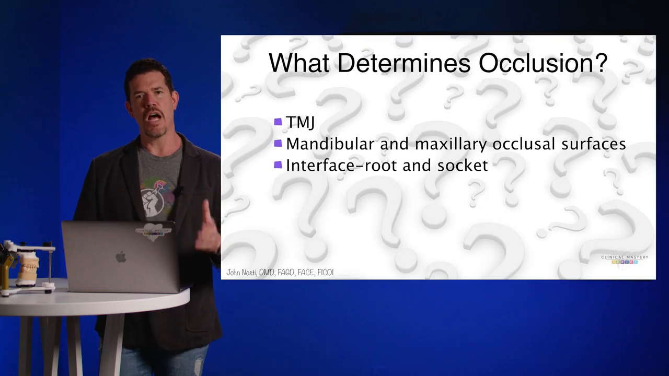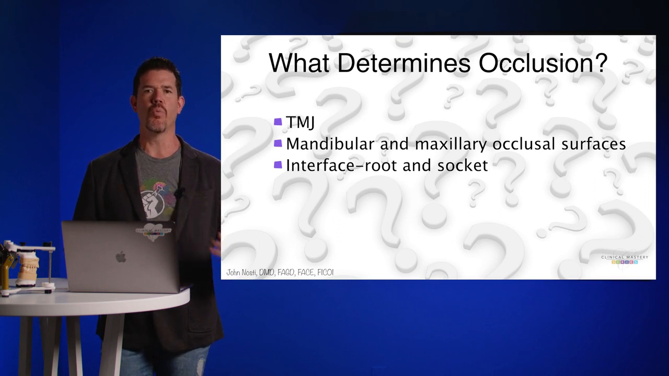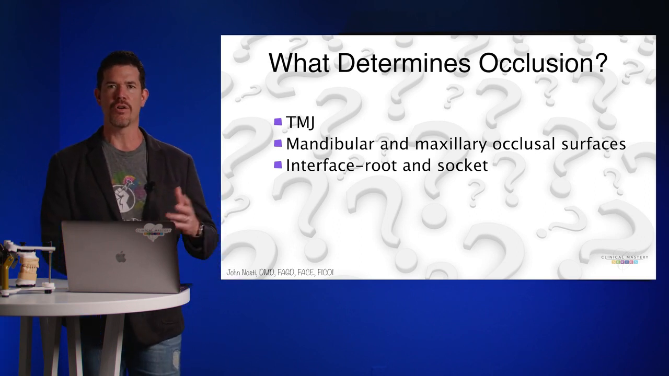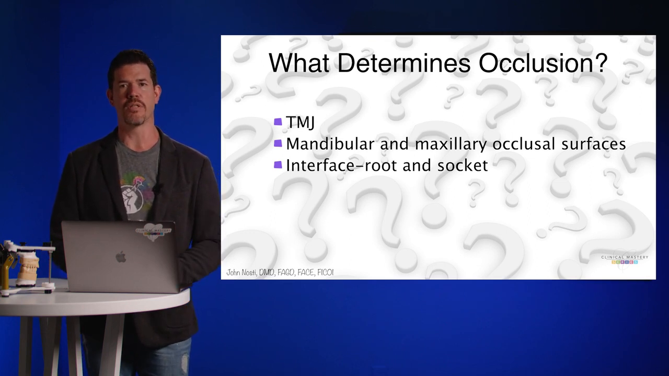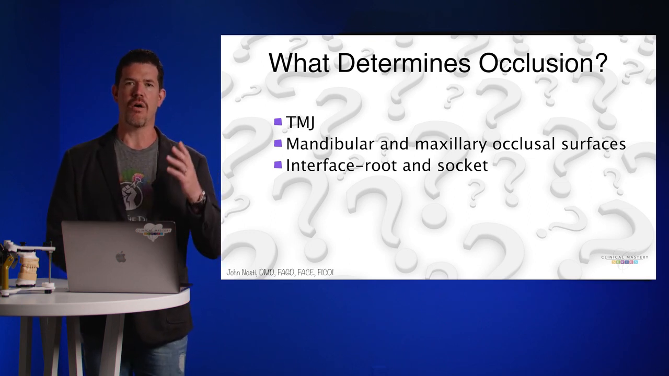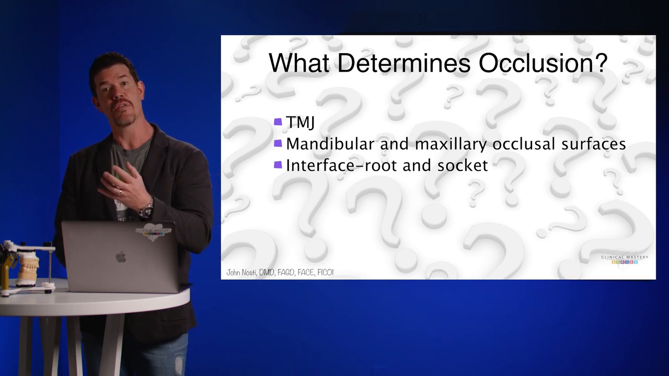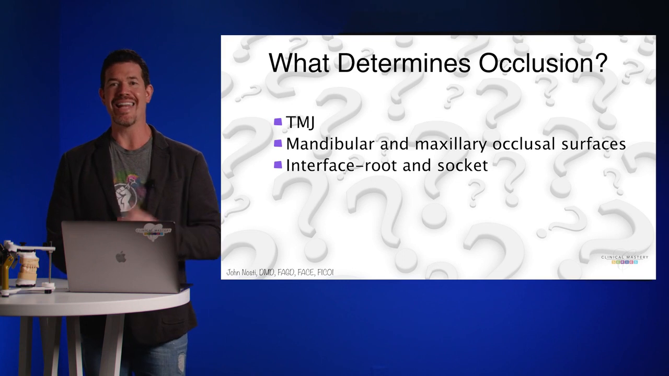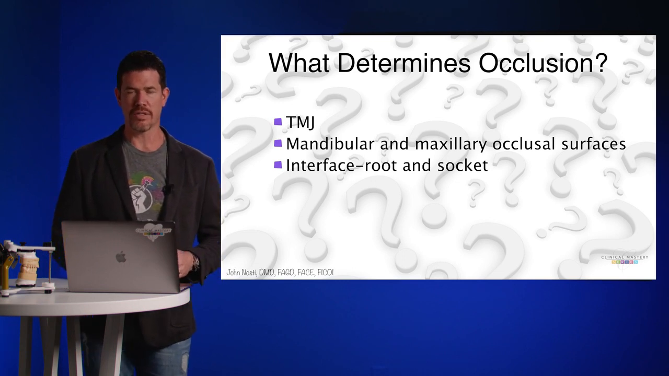Let's first understand what determines occlusion. So we have gone through the definitions, but let's understand really what determines occlusion. There are 3 things that determine occlusion. It is the temporomandibular joint. It is how the bottom teeth, the mandibular teeth, meet up with our top teeth, our maxillary teeth. And lastly, it is the interface between the root and the sockets.